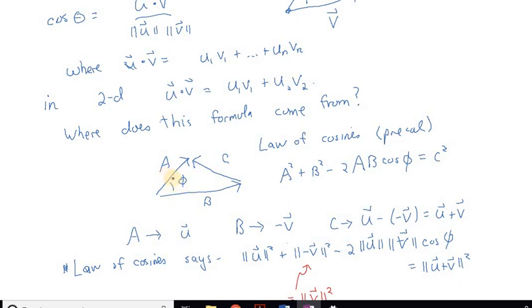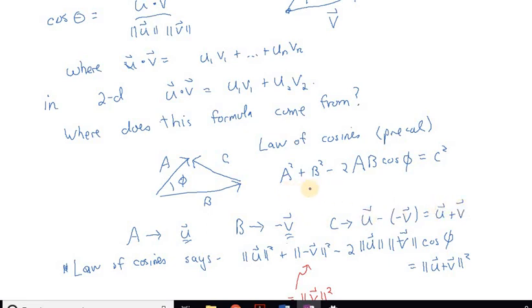Now, how do you get c from a and b? Well, I have to take the vector from b to a, and that's the same thing as taking a minus b. Or in other words, I'm saying u corresponds to a, minus v corresponds to b. So I'm taking this vector, which is u, subtracting this vector, which is minus v, and I get u plus v. So c is u plus v. So the correspondence is a is u, b is minus v, and c is u plus v.